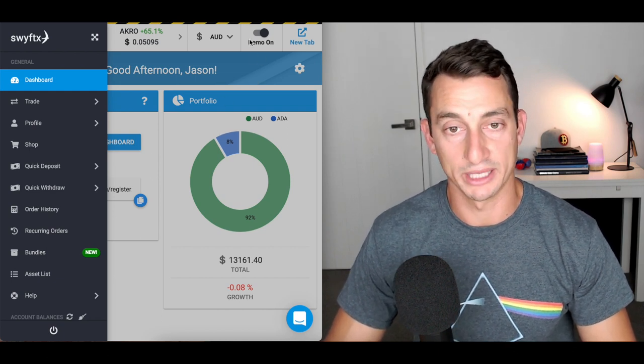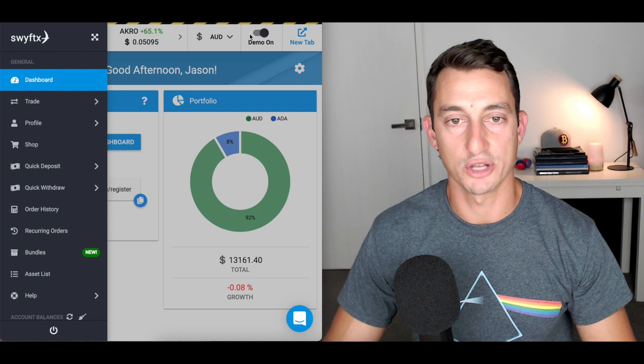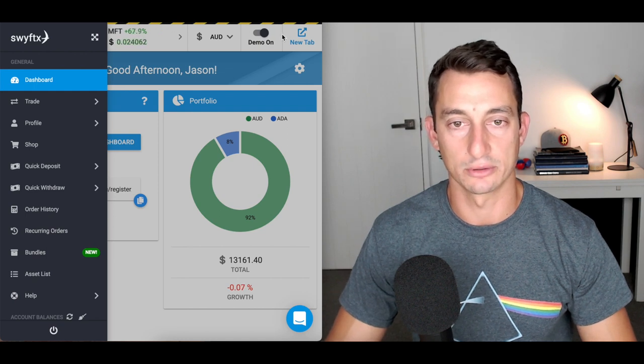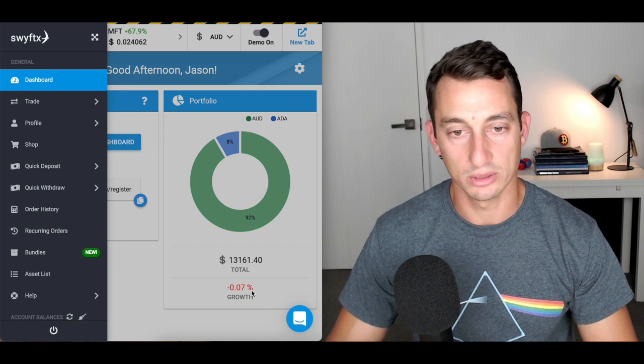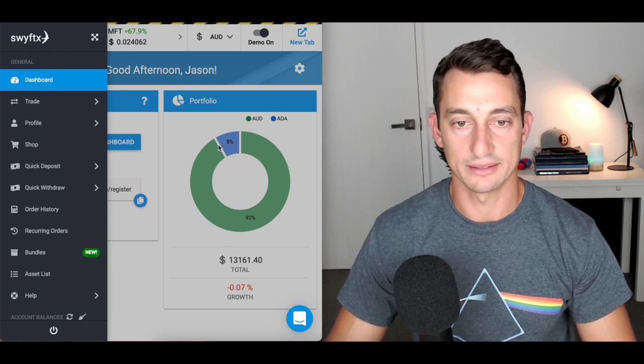If you don't want to put any real money in, just click the demo on at the top here and you'll get this yellow and black feature across the top. You can see here my portfolio is 13,000 in total and I've got 8% sitting in Cardano.